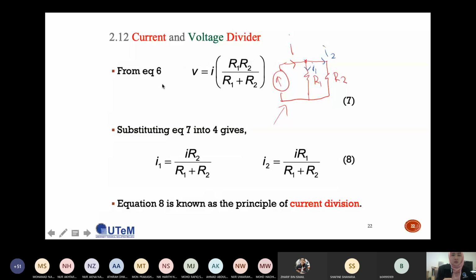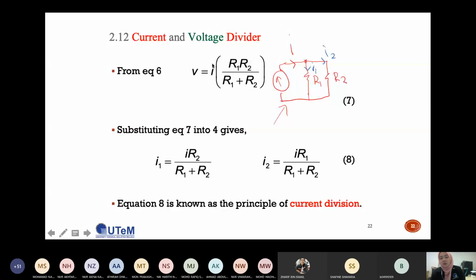So from equation 6, basically you have V equals I multiplied with R1 R2 divided by R1 plus R2. So this is equation 7. So if you substitute equation 7 into 4, you will have I1 equals I R2 over R1 plus R2. I2 is I R1 over R1 plus R2. So this is what we call the current division.